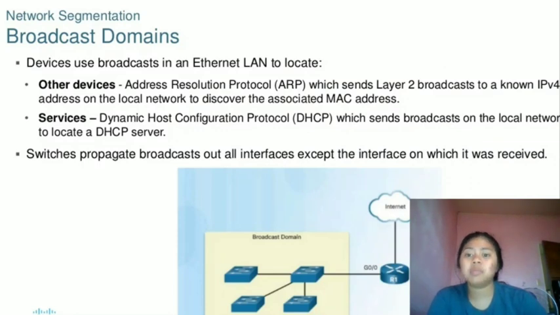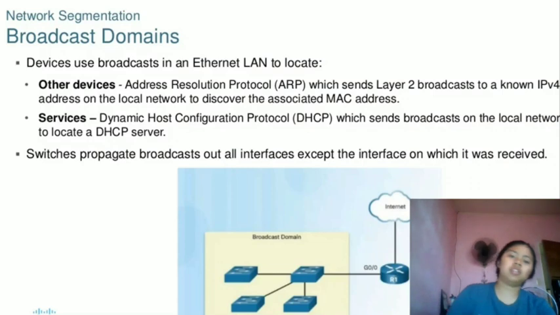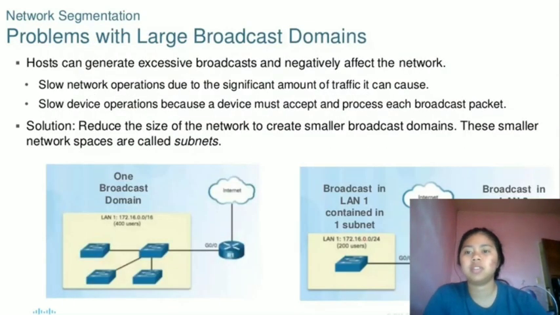Switches propagate broadcasts out all interfaces except the interface on which it was received. Problem with large broadcast domains: a host can generate excessive broadcasts and negatively affect the network. The solution is to reduce the size of the network to create smaller broadcast domains. These smaller network spaces are called subnets.